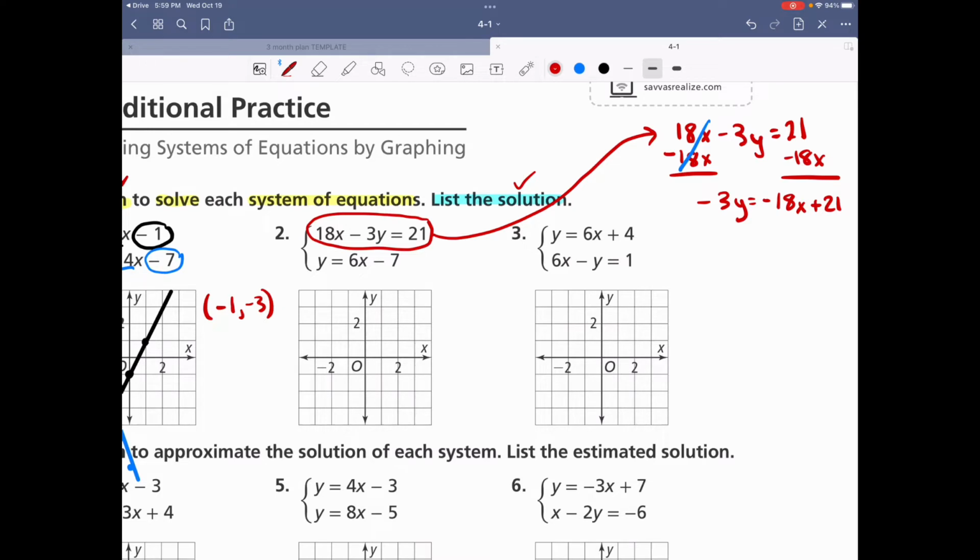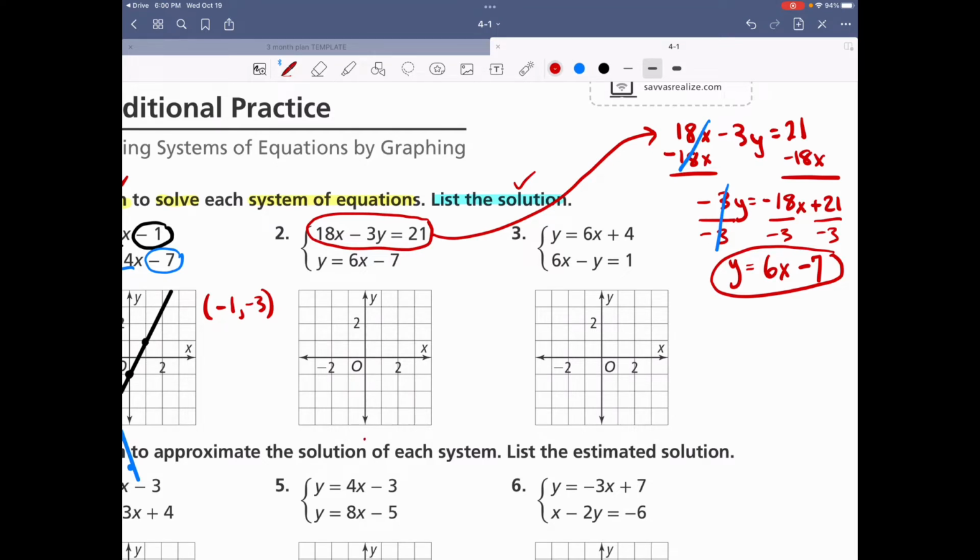The next step is to divide by -3, and everything gets divided by -3. The -3 cancels, leaving us with just y, which is what we want. Y equals 6x, because 18 divided by 3 is 6. The negatives cancel. 21 divided by -3 is -7. So that helps us when we're graphing it. Not great though, because again, it's off of our graph, but that's okay.